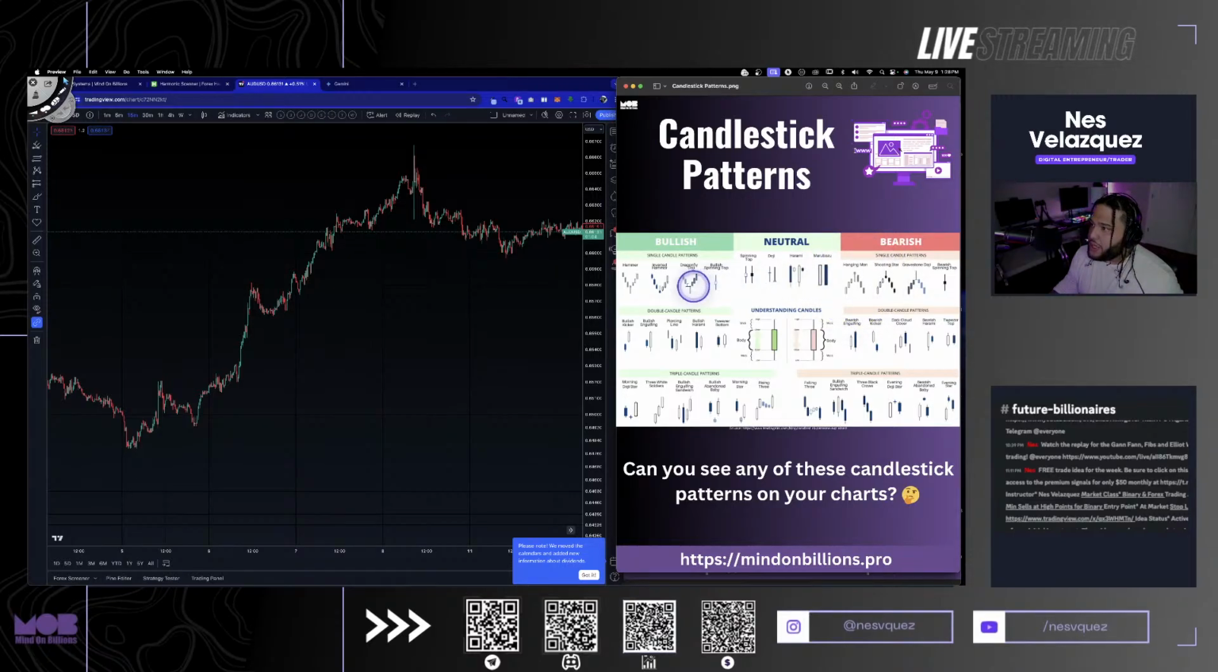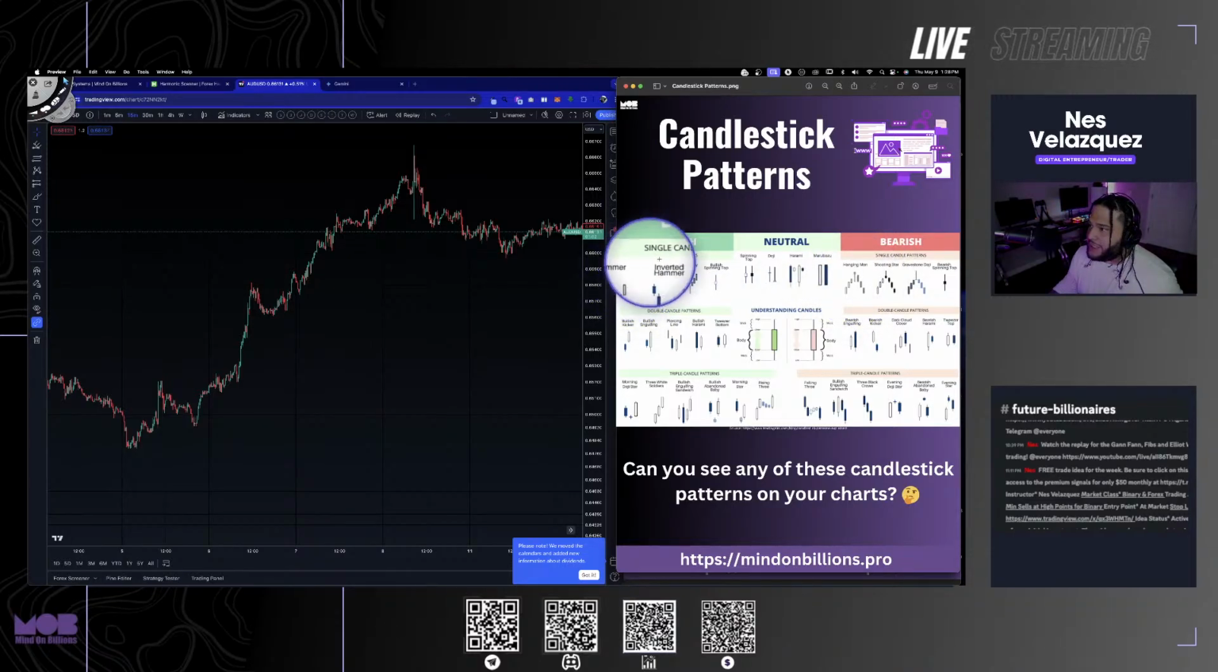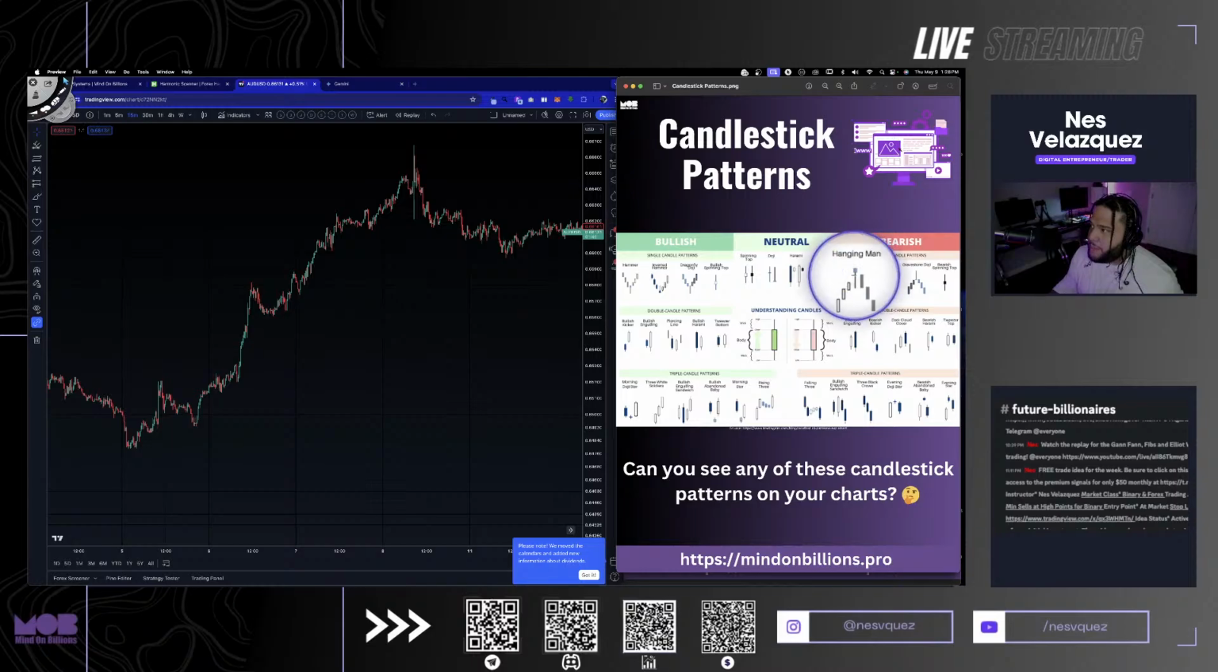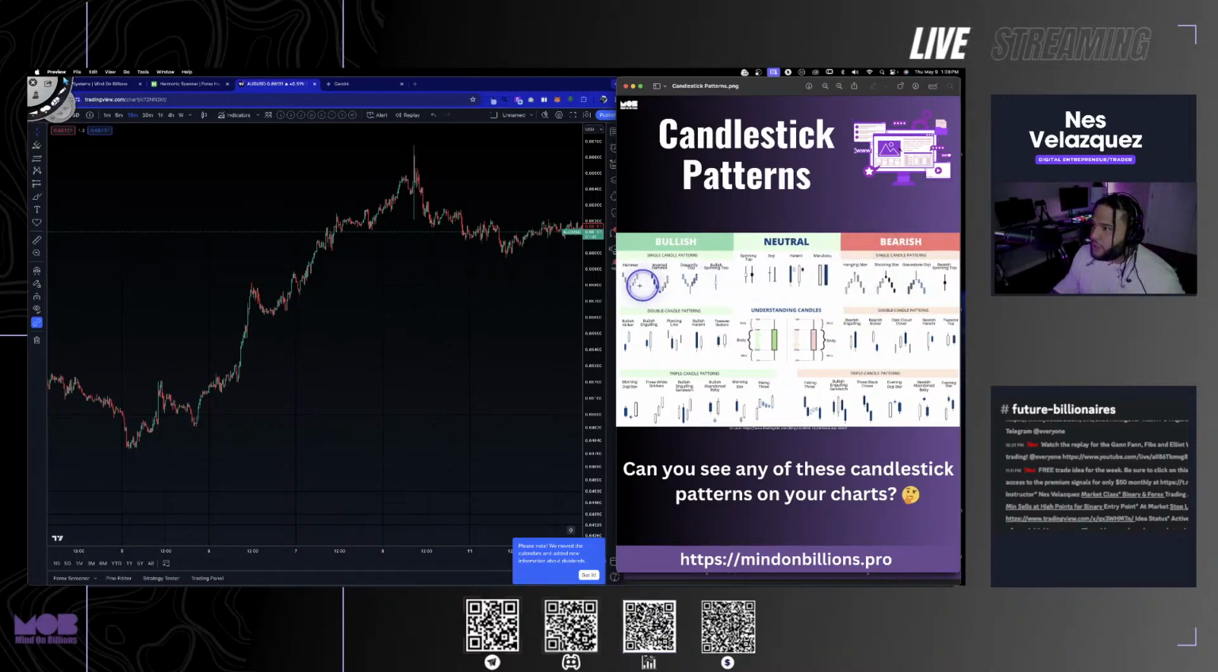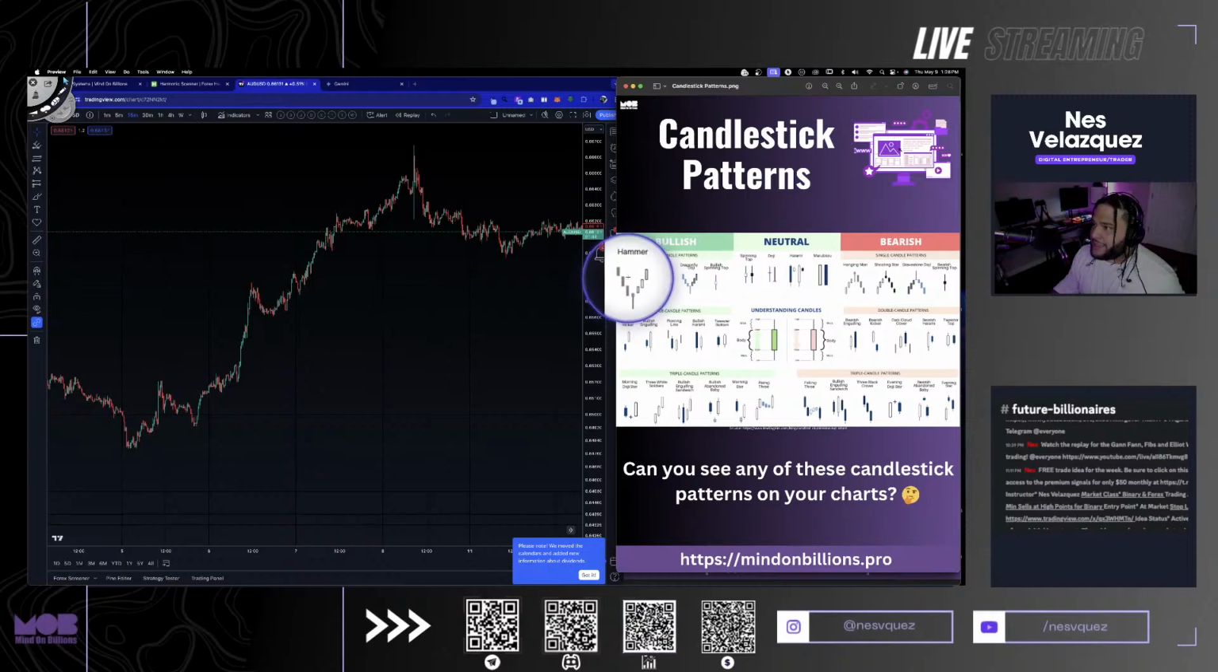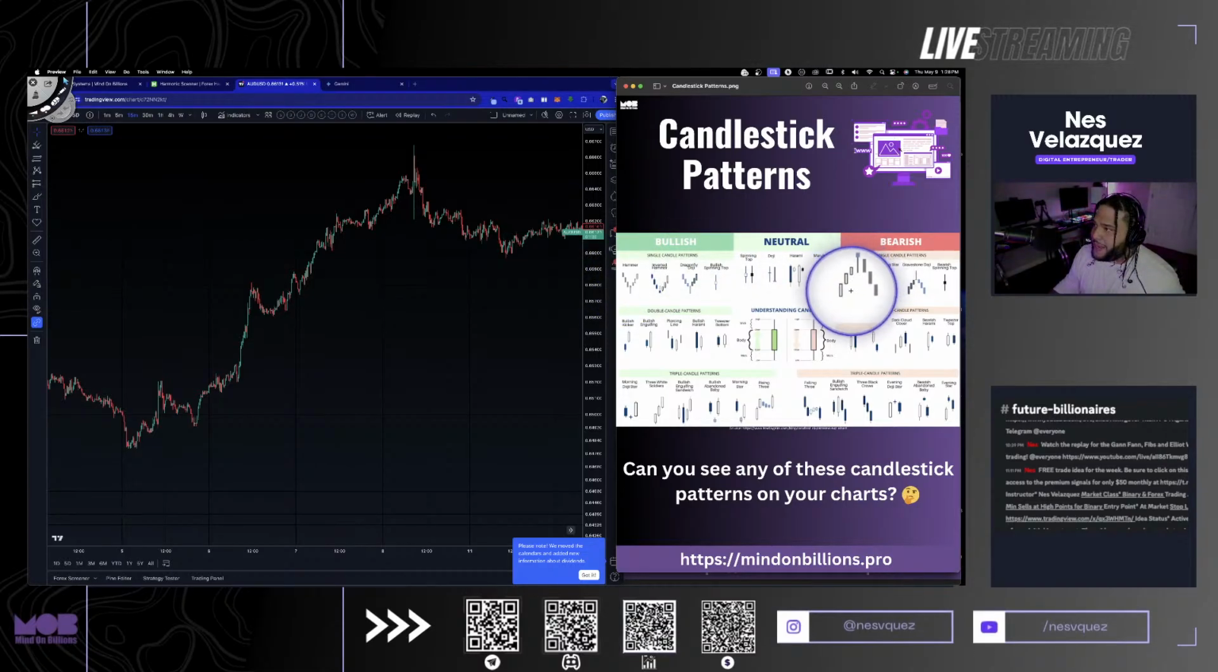Does that make sense? So the patterns that we see over here on the bullish are basically the same but exact opposite on the bearish. It is called different names. So the hammer, okay, exact opposite of hammer is the hanging man. All right, so basically it is a hammer, all right?